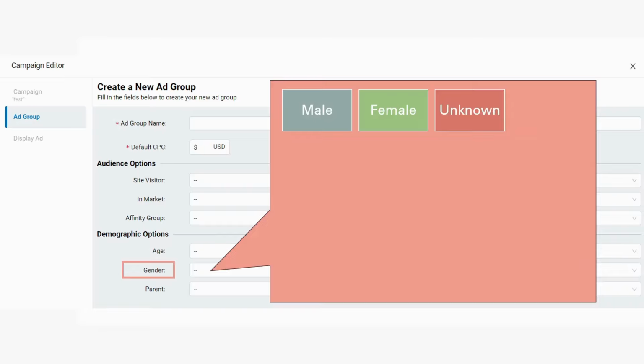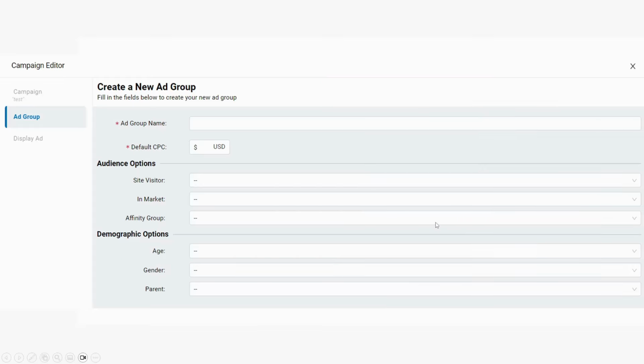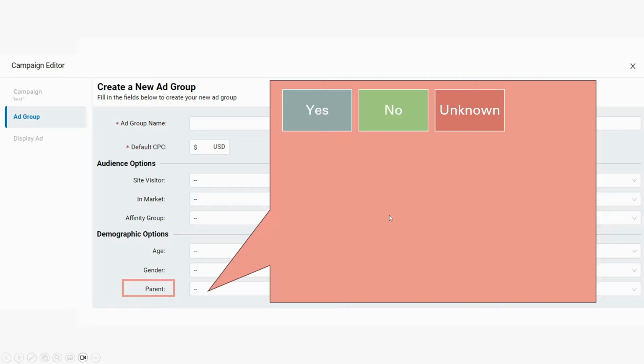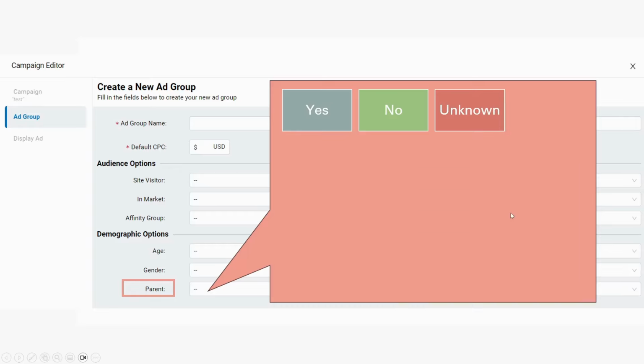All right, so we've talked about age. The other thing that you can do is gender. All right, so here again, we could see that it's pretty easy sometimes. We have Back to School Mindy. She is female. We can see that here. Then we can target whether they are a parent. Again, this could be pretty clear, such as with Seaside Sally, who we clearly know is a parent, right? It would be super easy for us to say yes, and we're going to get Seaside Sally.